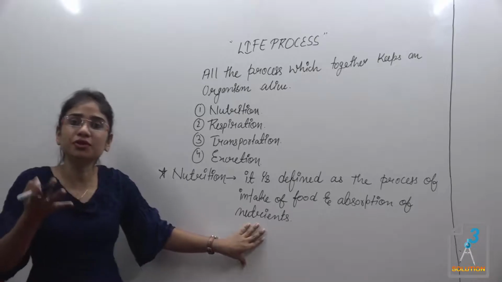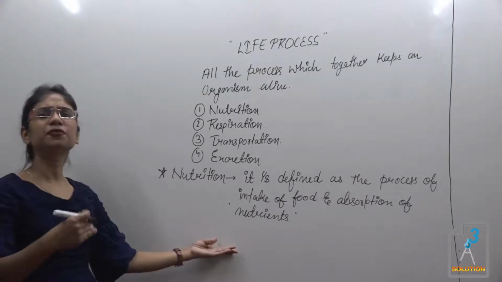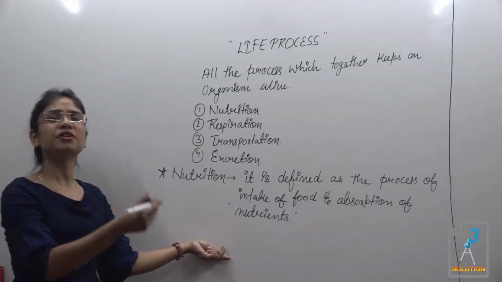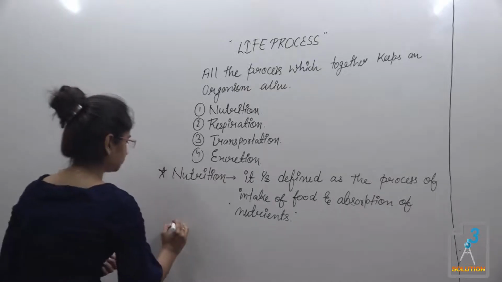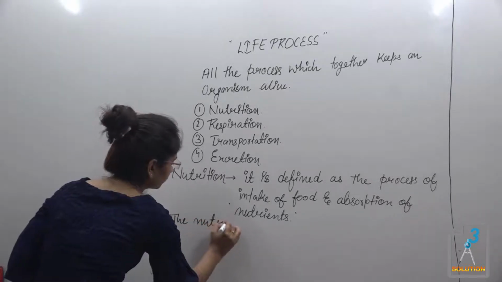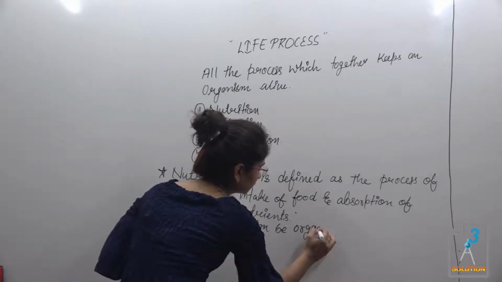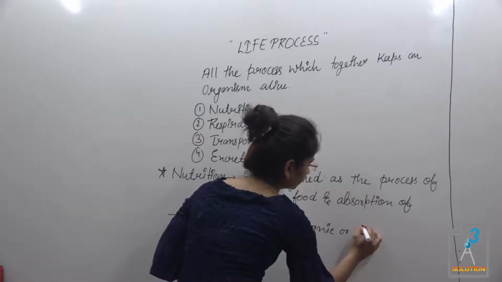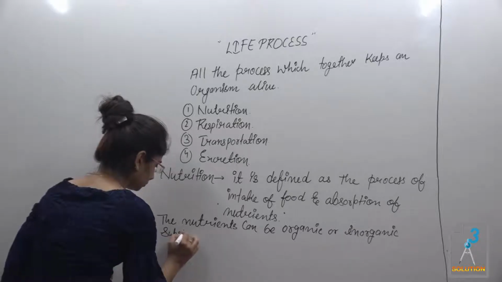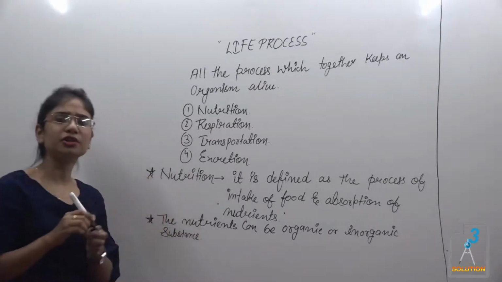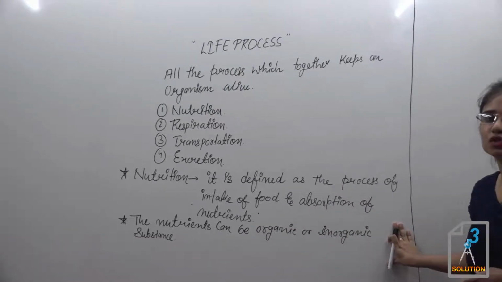Now from here we have a different term, that is the nutrient. Now what are nutrients? The food which we are taking is a nutrient. The fruits contain nutrients, the vegetables contain nutrients, the fish or meat or eggs, whatever we eat, they all contain nutrients of some kind. See here, the nutrients can be organic or inorganic substances. We are not saying that the nutrients are only organic substances. We can say that the nutrients are organic or inorganic substances. That is very simple to us.